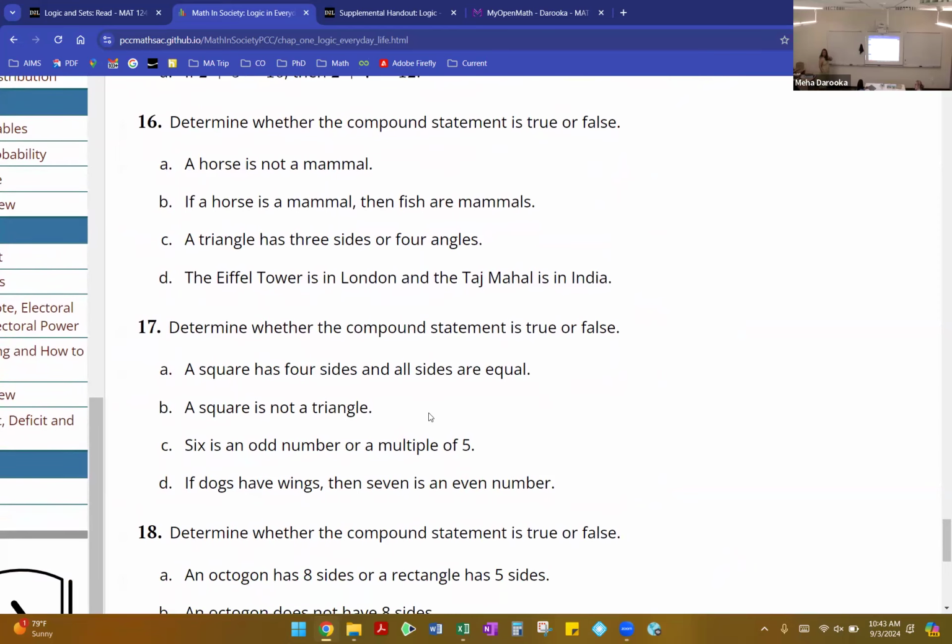Okay, determine whether the compound statements are true or false. A horse is not a mammal. A horse is not a mammal. Is that statement true or false? False. This horse is not a mammal. No.